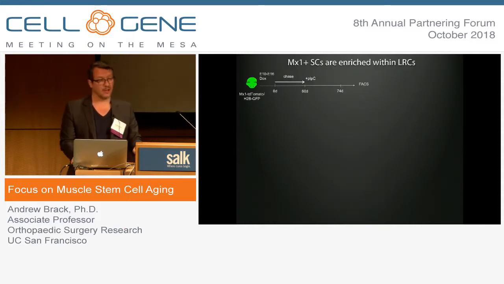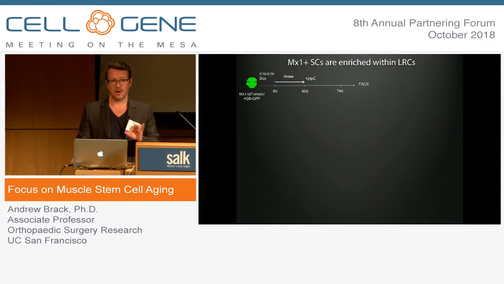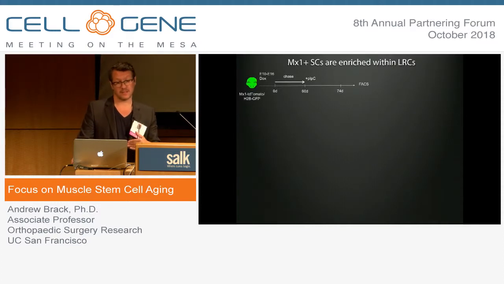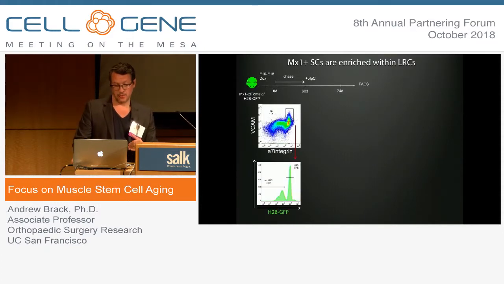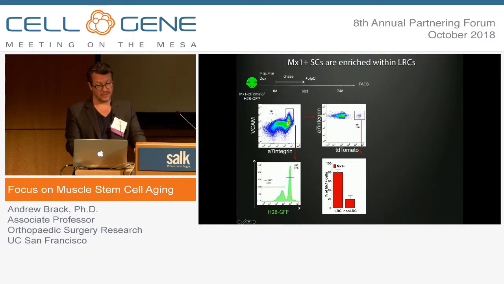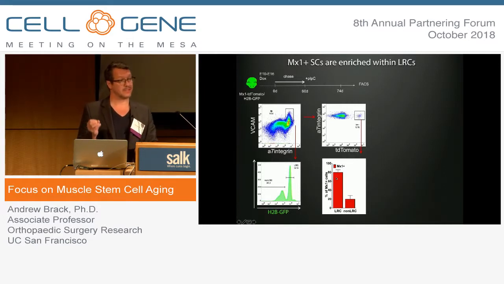And so we asked, knowing that these were more primitive and our previous work on the label-retaining cells, which were also more primitive, are MX1 cells a part of the label-retaining cell compartment? So we crossed the MX1 tomato mice with the H2B GFP, we administered the drugs to activate both of the fluorescent alleles, and what you can see here, we get LRCs and non-LRCs. If you ask about the MX1, it's enriched in the LRC compartment. So about 80% of all MX1 cells are in this slow-dividing, limited proliferative output population.